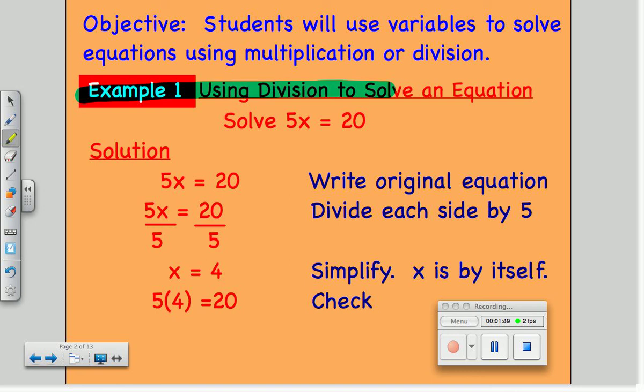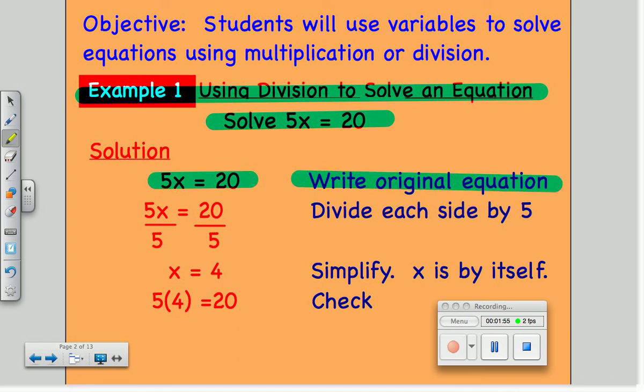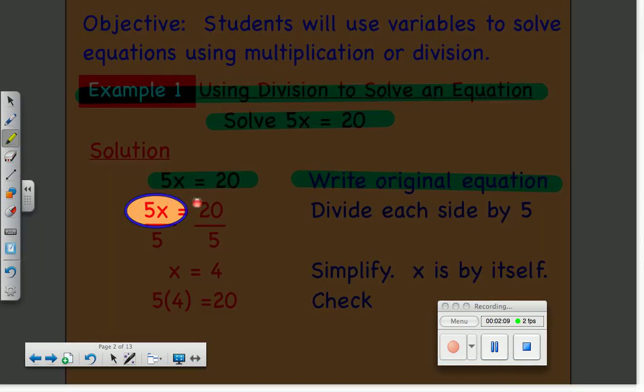Example 1, using division to solve an equation, 5x equals 20. So first we're going to write the original equation. Now, I'm going to focus on the side, again, with the variable. 5x. What am I doing with that variable? Anytime there's a variable, x, next to a number, 5, it means multiply. Well, what is the inverse operation of multiplication? It's division. So I'm going to divide to find out what x should be.